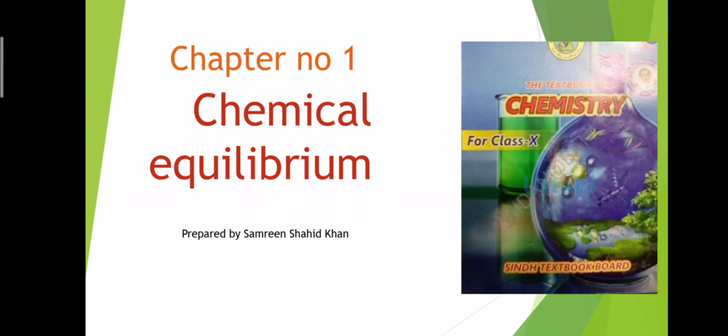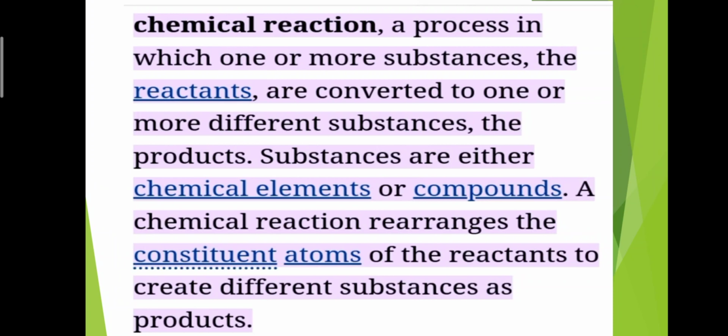Now let's dive into the topic. Before starting chemical equilibrium, we must know what chemical reactions are. A chemical reaction is the process in which one or more substances, that is, the reactants, are converted to one or more different substances, the products. Substances are either chemical elements or compounds. A chemical reaction rearranges the constituent atoms of the reactants to create different substances as products.